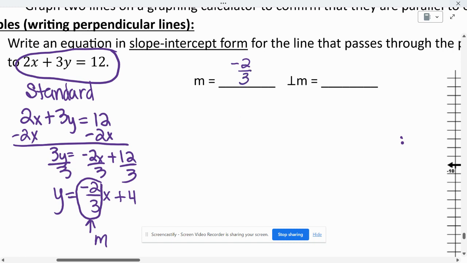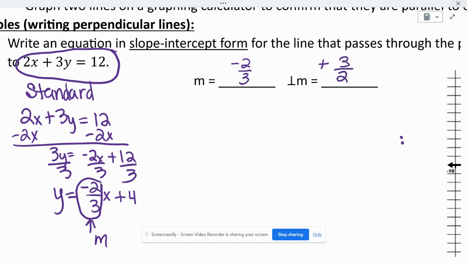So the line that's perpendicular to this has the opposite reciprocal. Opposite means change the sign. So if the slope of the original line is negative, the slope of this line is going to be positive. I'm going to put a positive there just so you know that we changed the sign. And then reciprocal, what does that mean to do to your fraction? Flip it. So instead of 2 over 3, it's going to now be 3 over 2, good job.